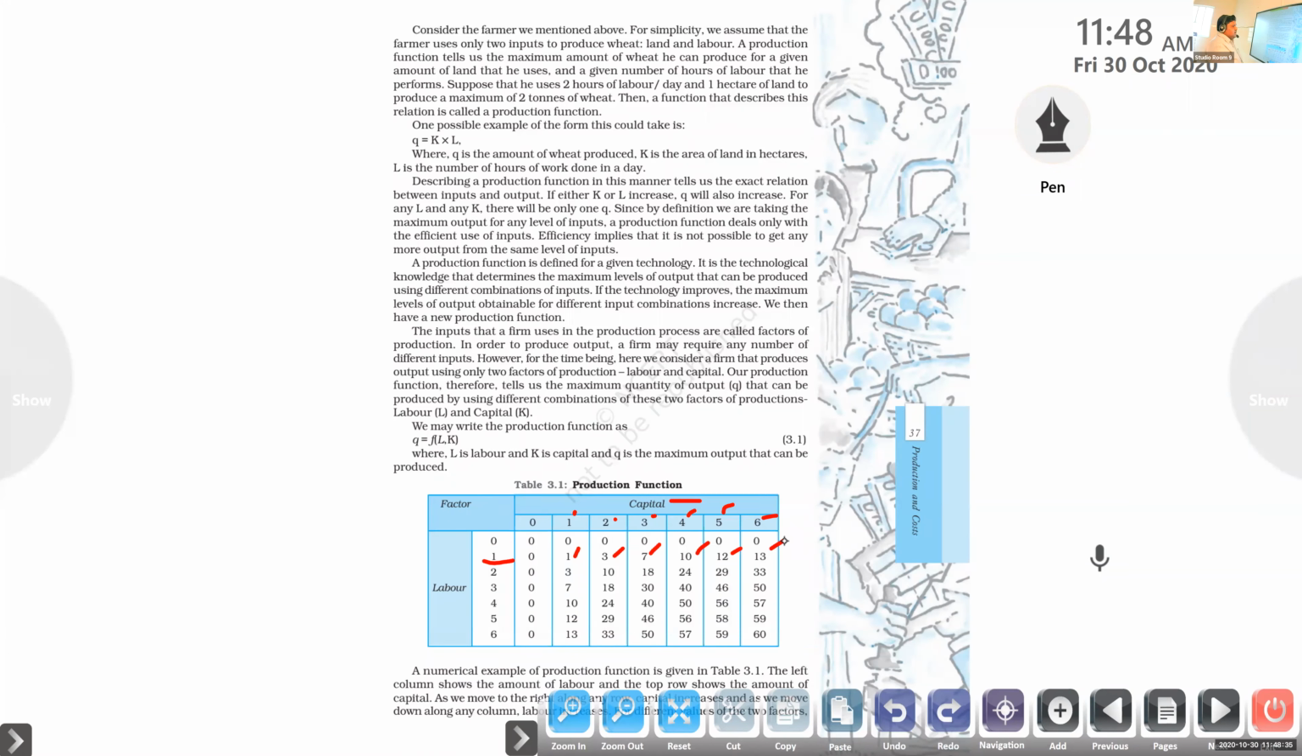So labor is the fixed factor, and capital is the variable factor. Clear? Capital is changing, so it is called the variable factor. Labor is fixed, it is not changed by the firm for the short period of time, so it is called the fixed input or a fixed factor.